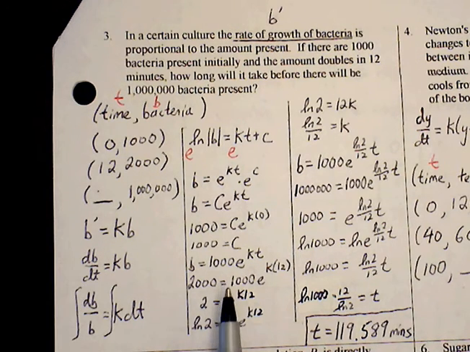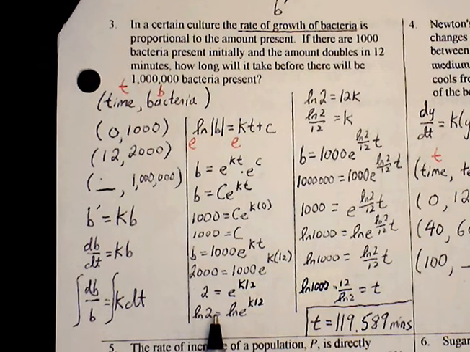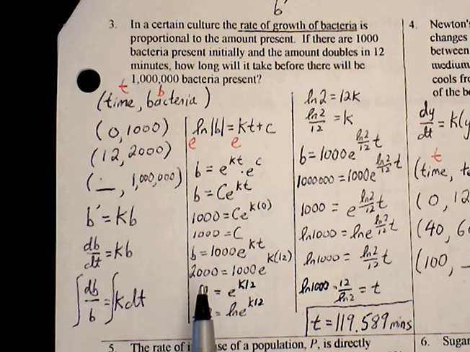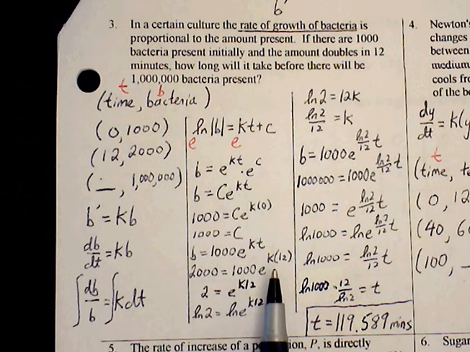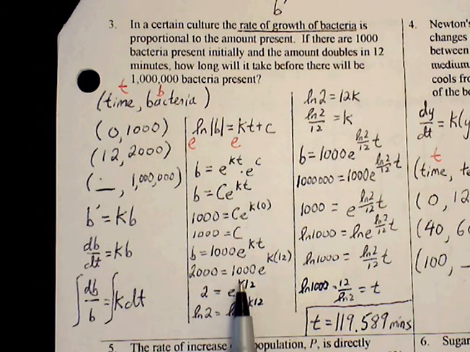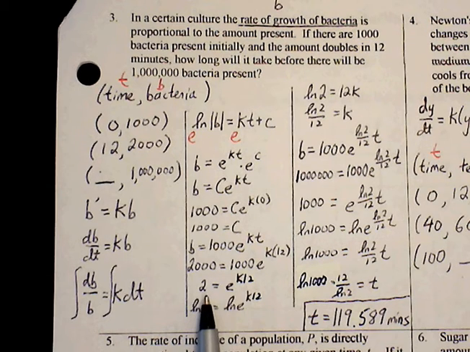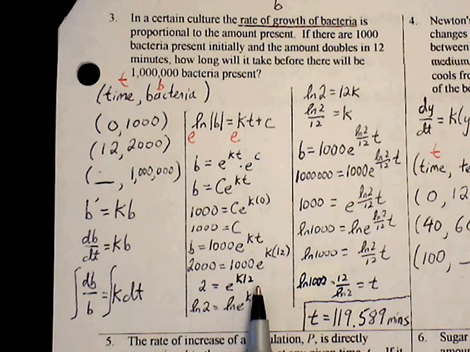Next, we are going to find our K value. So let's look at the other ordered pair, 12, 2,000. So plug 2,000 in for B and plug 12 in for time. We're going to take it step by step, try to solve for k, but let's isolate e to the k times 12 first. So I'm going to divide both sides by 1,000. So 2,000 divided by 1,000 is simply 2. 2 is equal to e to the k times 12.